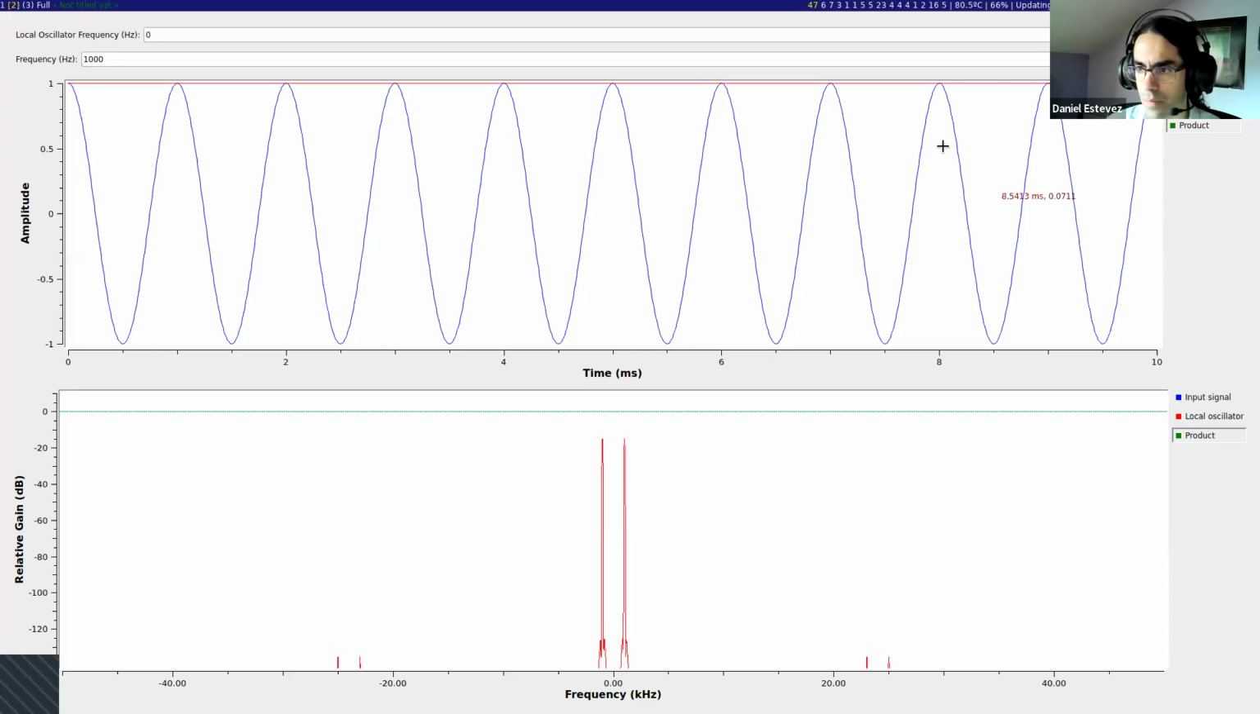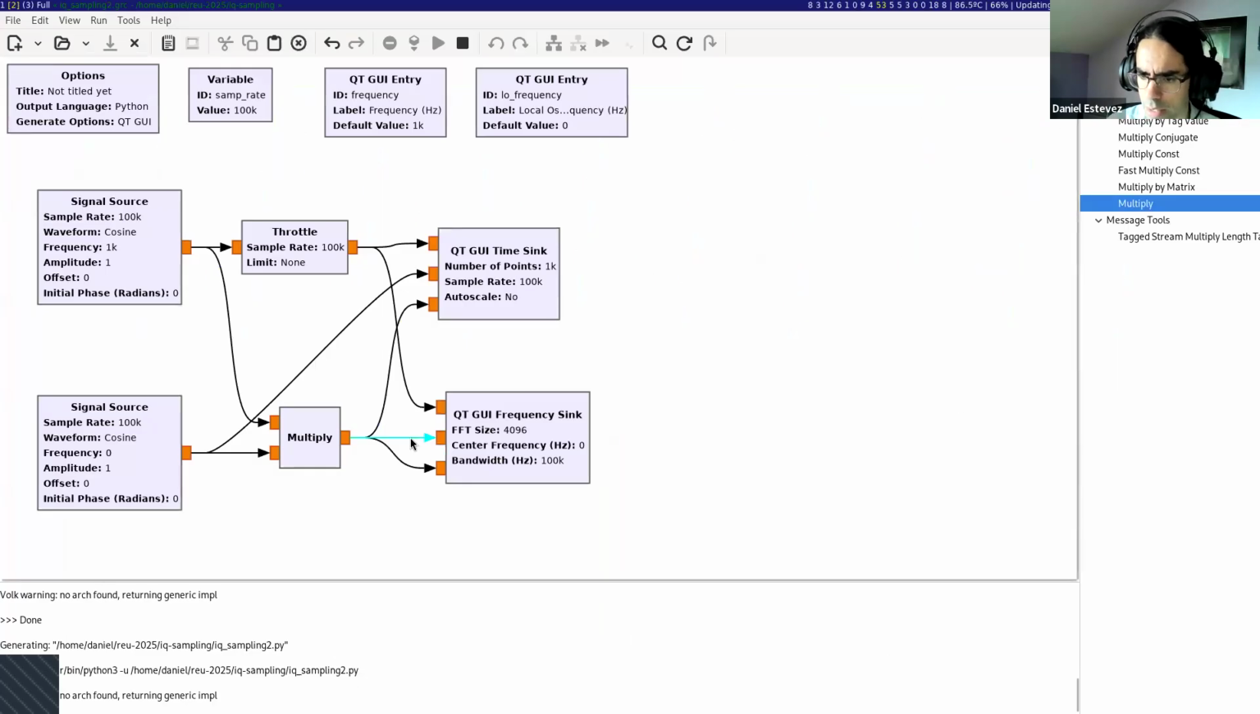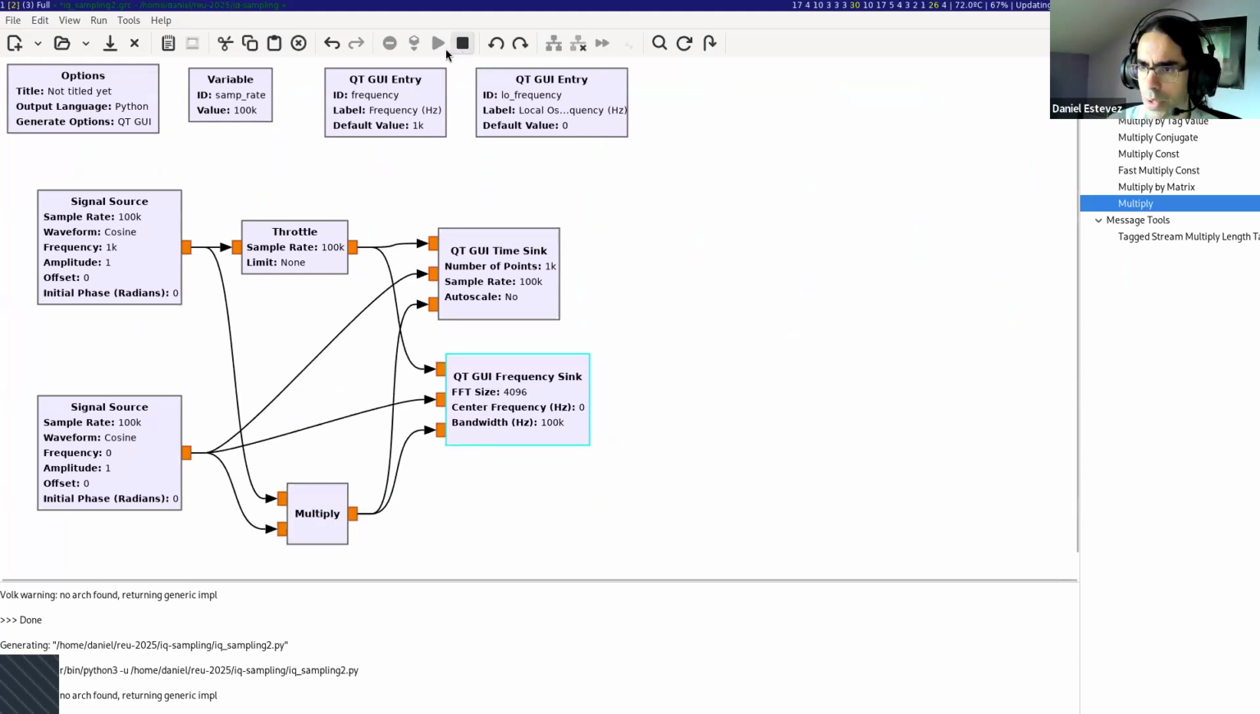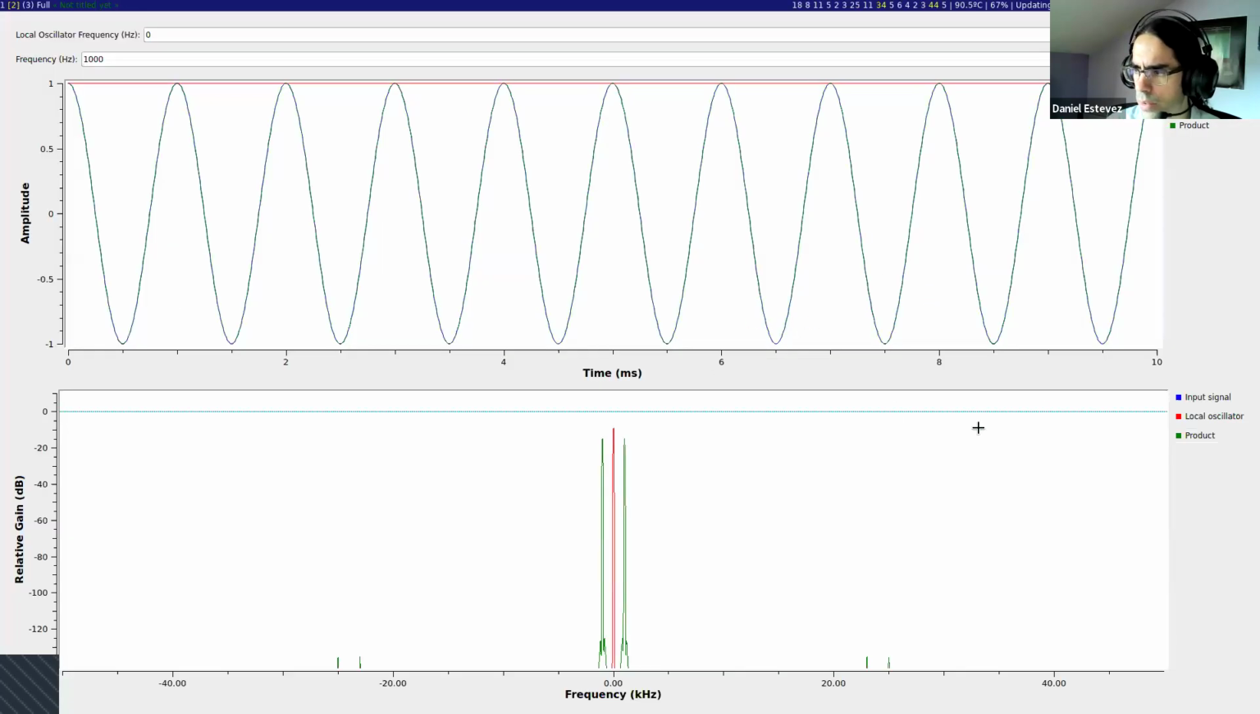And things look like what we would expect, except in here in the frequency domain, there is something wrong. Let me look back. Yes, I have an error here. I have connected the product, but I want the original signal. So let me do this again. Okay. So now we see the local oscillator is a constant, and a constant is something which is at 0 Hertz on the frequency domain. It doesn't change.